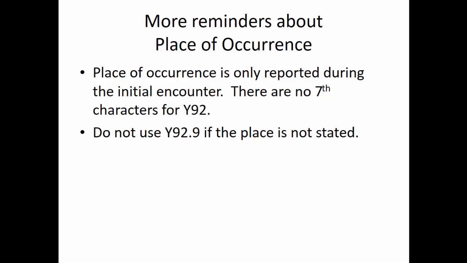The place of occurrence is only reported during the initial encounter. There's no seventh characters for Y92, and you do not use Y92.9, which is unspecified, if the place is not stated.